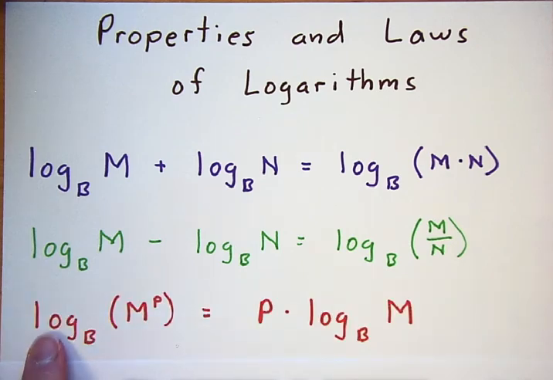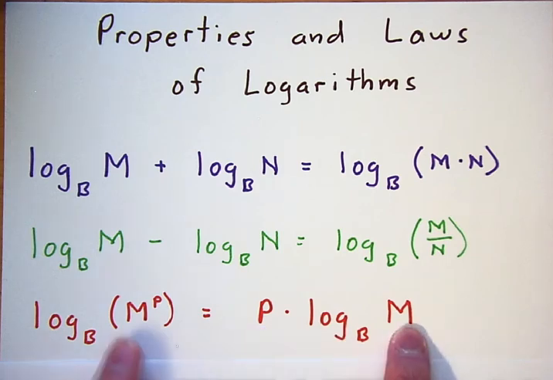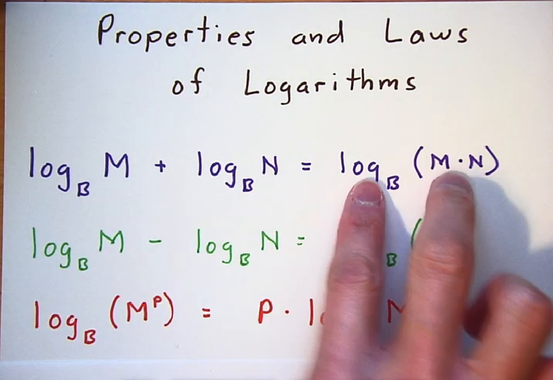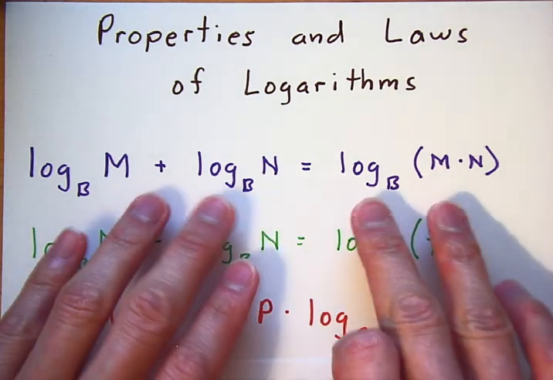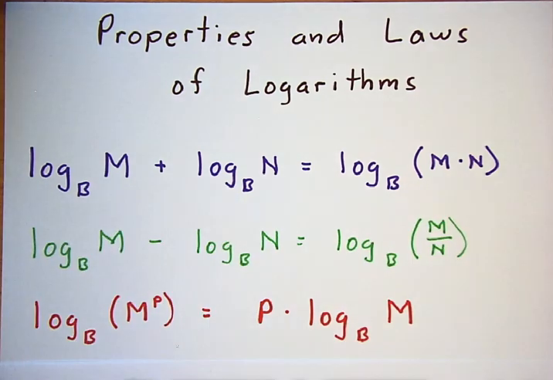if you have a log of something to an exponent, and this exponent would go to everything inside here, then that is equal to that exponent in front times log of that stuff that was inside. And when I'm saying you can change it from this to this, or this to this, or this to this, I mean both sides of the equal sign have an equal value. Okay, so these three here come from the laws of exponents.